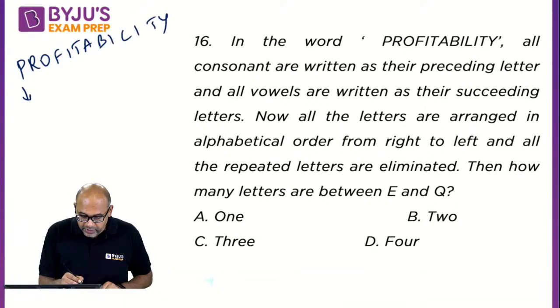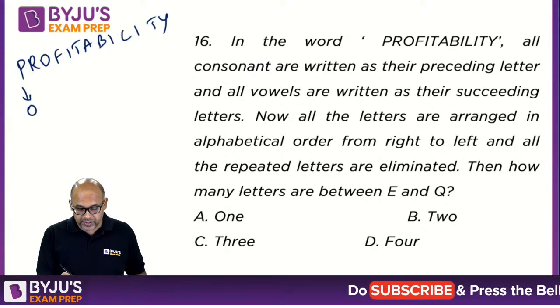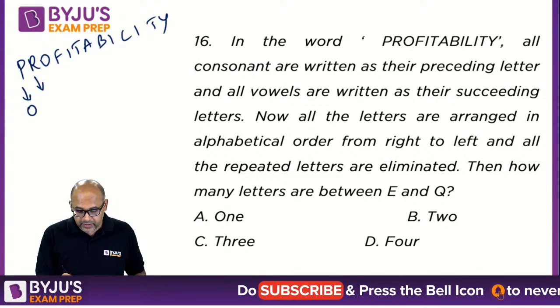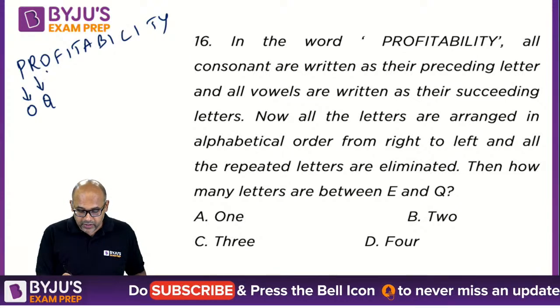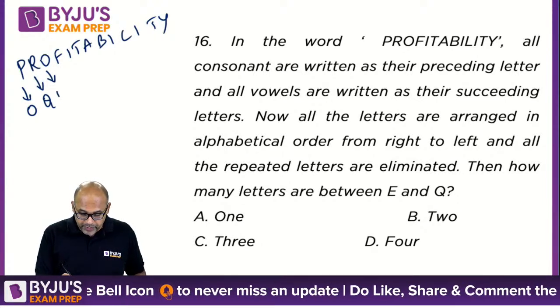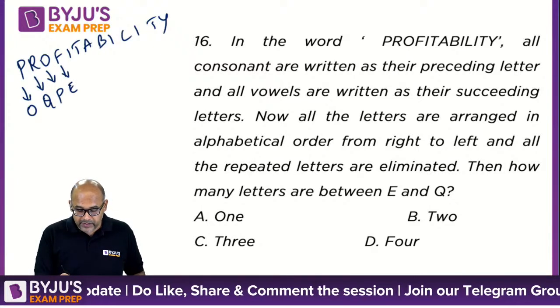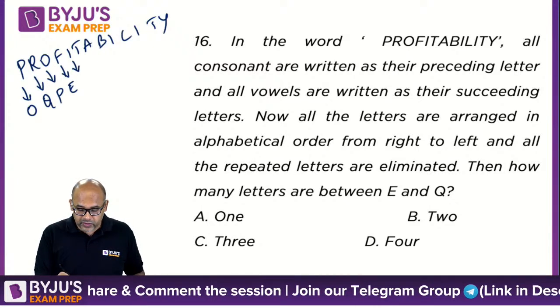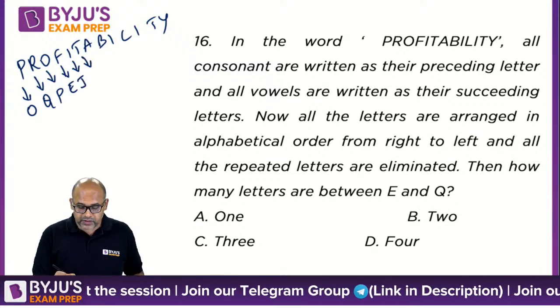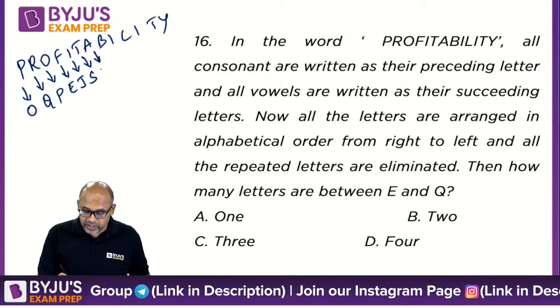Okay, so P should be preceding. What comes before P? L, M, N, O. O comes, then P. Then R. P, Q, and then R. O is a vowel, so O, P. So F is a consonant, so what comes before F? E comes before F. I is a vowel, so I, J. T is a consonant, so what comes before T? S comes. A is a vowel, so A, B.